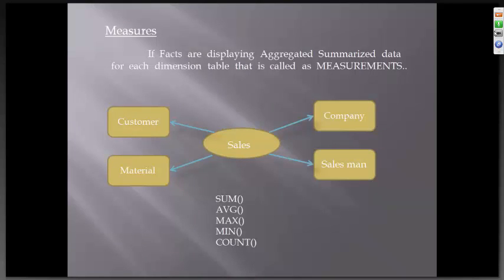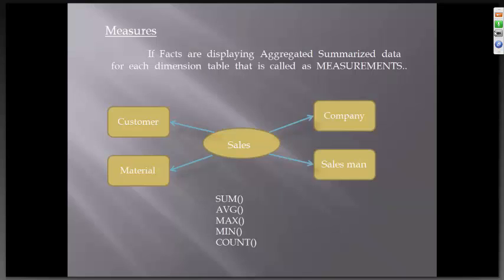So observe this clearly. Summarized data: how can you get the summarized data? Only when you apply aggregation functions can you get the summarized data. We can apply aggregation functions only on fact columns, not on non-fact columns.